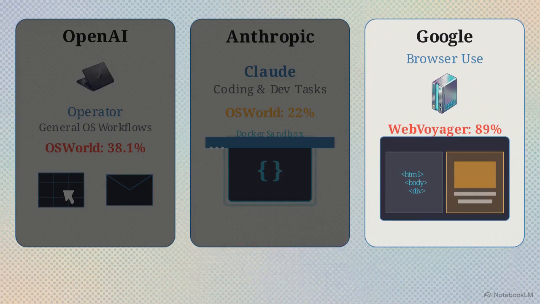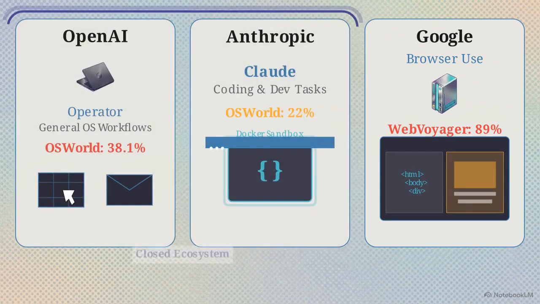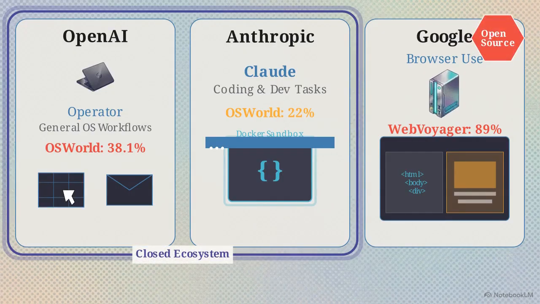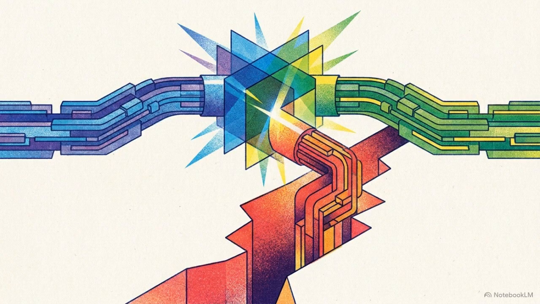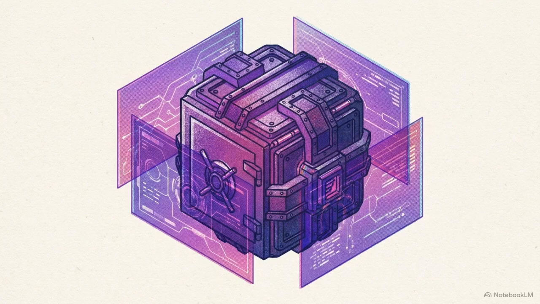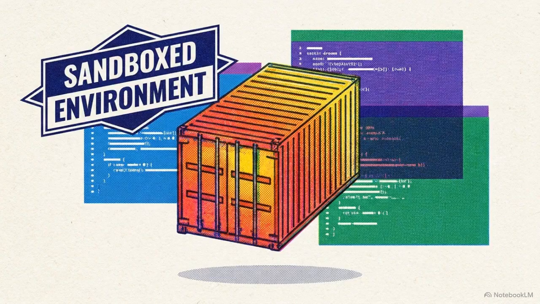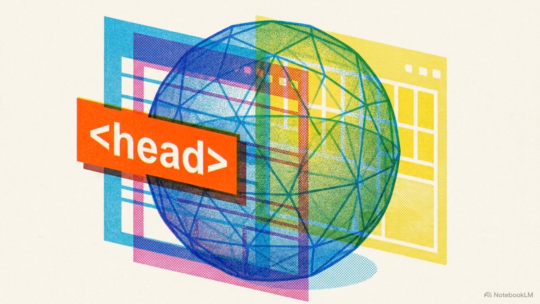Meanwhile, Google's open-source Browser Use framework focuses exclusively on web tasks, leading with an 89% score on Web Voyager. Google's approach combines raw visual processing with HTML parsing to anchor visual perception. While OpenAI and Anthropic maintain closed ecosystems, Google's open-source model allows developers to self-host custom execution loops. The landscape is now split: virtual machines for desktop tasks, Docker for development, and HTML loops for the web.